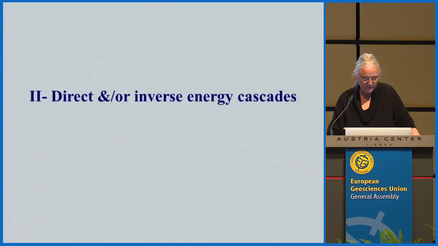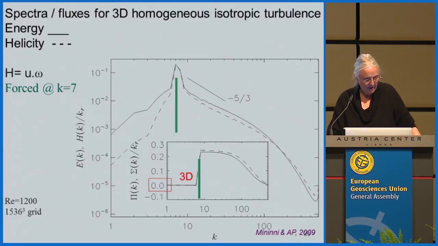But certainly, helicity plays a role and slows down the decay of the energy in a rotating or in a stratified flow. Now, the one thing you probably believe about turbulence is that in three dimensions, you have a direct cascade of energy. That direct cascade is a 5/3 Kolmogorov spectrum. Here there is no rotation, no stratification. The flux is zero at large scale and positive and constant at small scale.